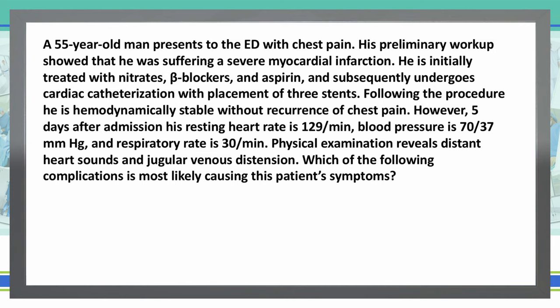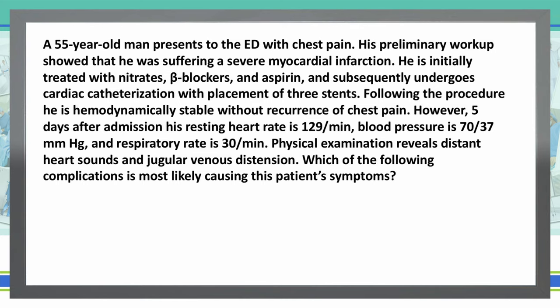A 55-year-old man presents to the ED with chest pain. His preliminary workup showed that he was suffering a severe myocardial infarction. He's initially treated with nitrates, beta blockers, and aspirin, and subsequently undergoes cardiac catheterization with placement of 3 stents. Following his procedure, he is hemodynamically stable without recurrence of chest pain.